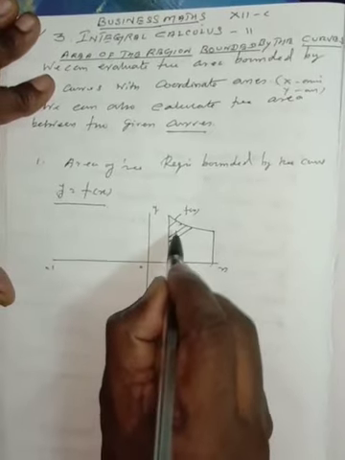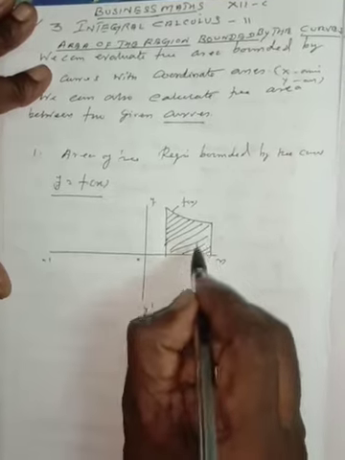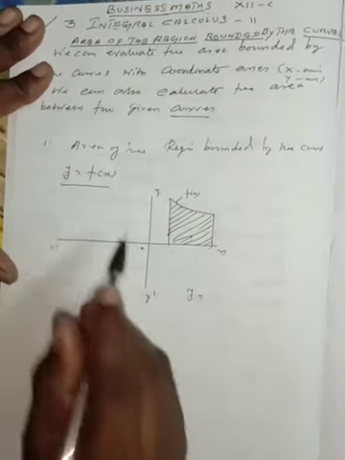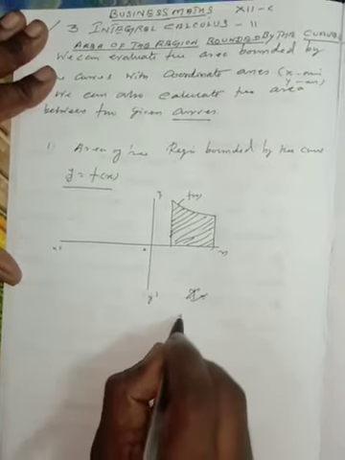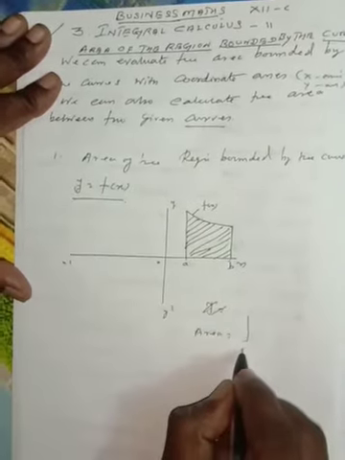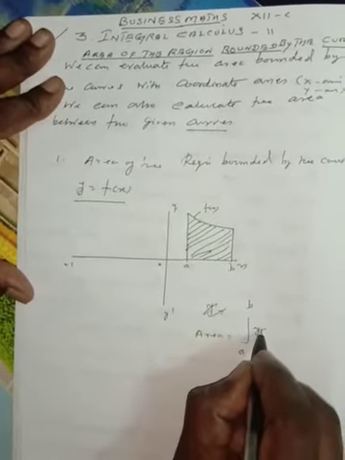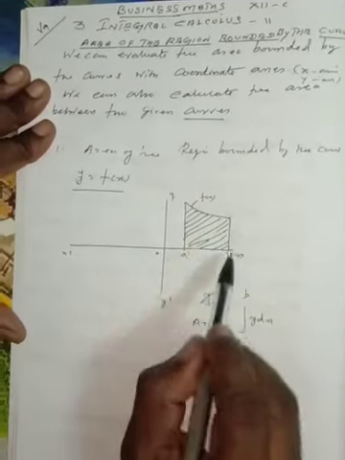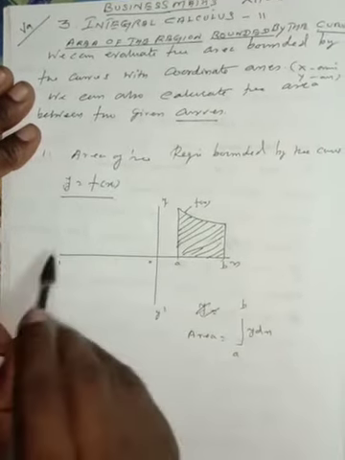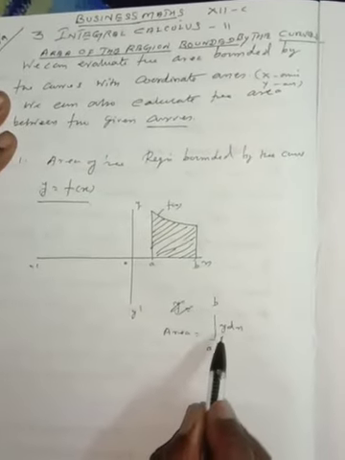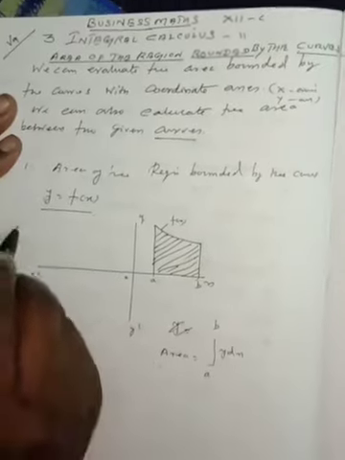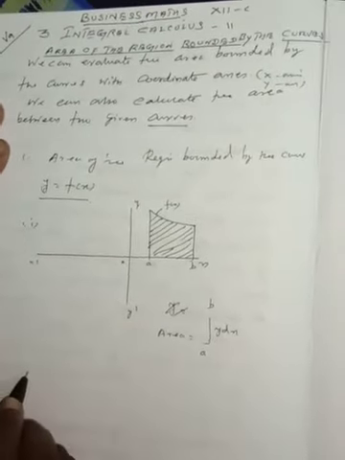The area is y equal to f of x. Area capital A is equal to the integral, lower limit a, upper limit b, y dx. This is the formula, for the area of the region above x axis. The area is integral from a to b of y dx. This is case number 1. Now case number 2.